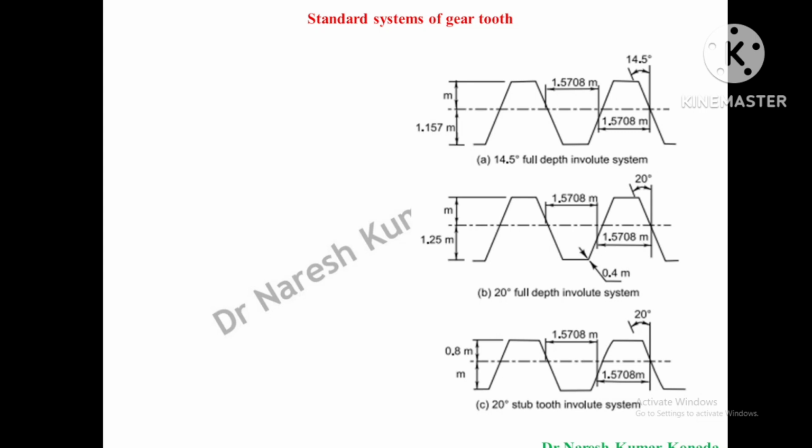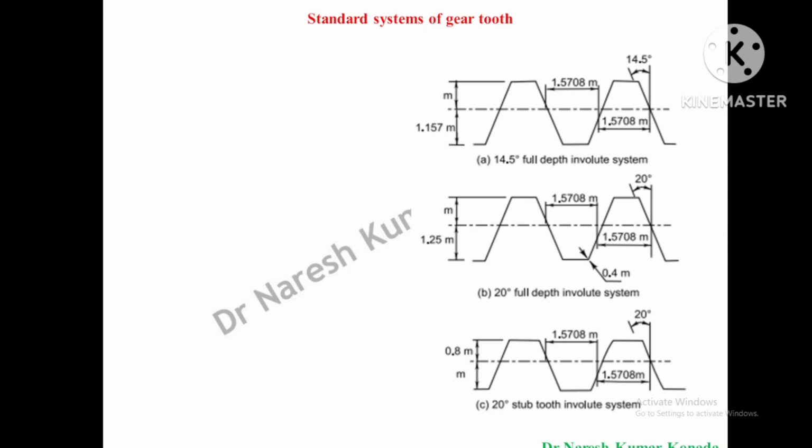Out of these three types of involute systems, we will generally use the 20 degree full depth involute system, widely recommended by the Bureau of Indian Standards for minimizing the interference between the two gears and also for transferring effective power from pinion to the gear and maintaining the velocity ratio constant without any vibrations.